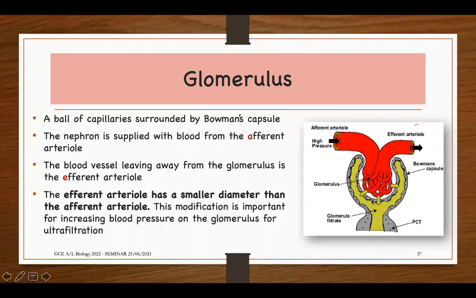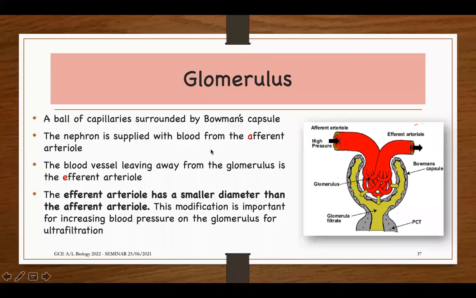So if you take the Bowman's capsule, you can see the inner wall that is facing the capsular space, and the outer wall is to the outside, to the side of the glomerulus. So the filtrate of the glomerulus will come into the capsular space, which is covered by the inner and outer walls. Inner wall is towards the capsular space.